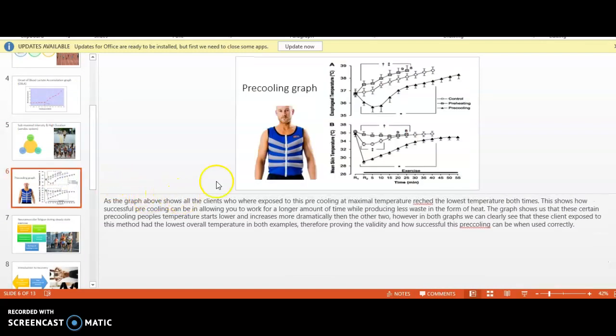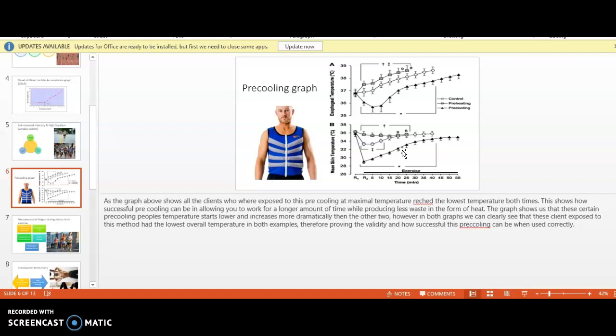As you can see in the graph above, all clients who were exposed to this pre-cooling and maximal temperature reached the lowest both times. This shows how successful pre-cooling can be in allowing you to work for a longer amount of time while producing less waste in the form of heat.